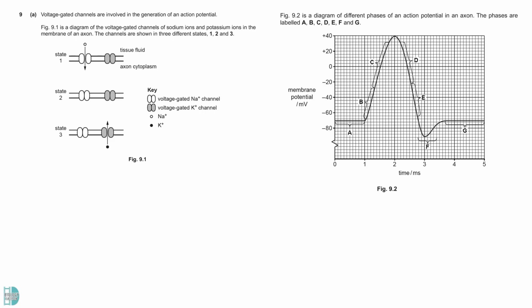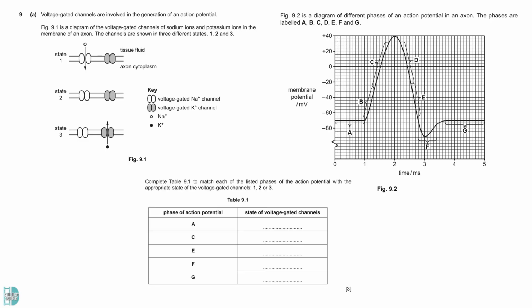The first diagram in 9a shows the voltage-gated channels of sodium and potassium ions in the membrane of an axon. The second diagram shows the changes in membrane potential over time. You are asked to complete table 9.1 to match the phases with the states. A is when we have the resting potential. None of those voltage-gated ion channels open, so it is 2.